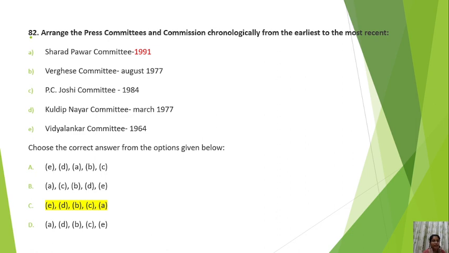Vidyalankar Committee in 1964, Kuldeep Nayyar in March 1977, and Varghese in August 1977. This can be confusing. First came Kuldeep Nayyar, then Varghese, and then PC Joshi committee.